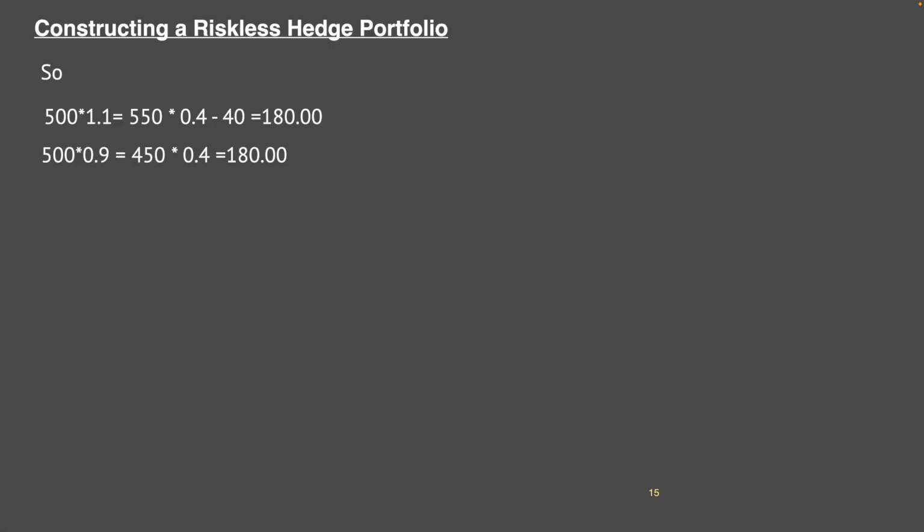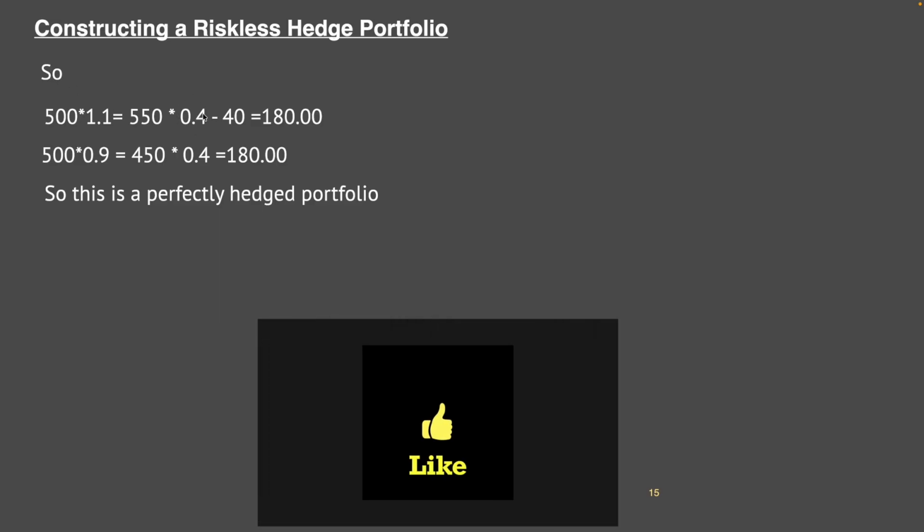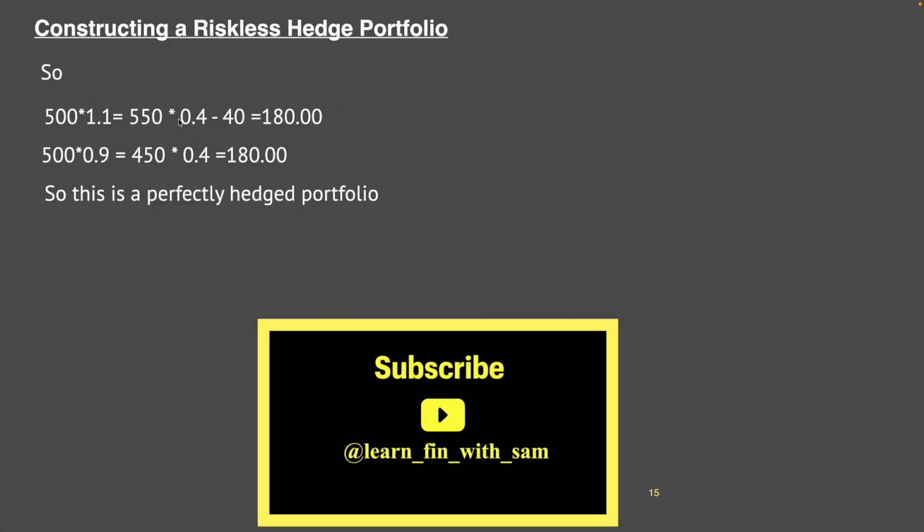So if we consider the up move, 550 into delta, and we have calculated delta as 0.4, so 550 into 0.4 minus the option value F gives 180. Similarly, even if you take the down move, 500 into 0.9, which is nothing but 450, into 0.4 minus 0, it will again come to 180. So this is a perfectly hedged portfolio because we have taken delta as 0.4 based on the change in the option price and the change in the price of the underlying.